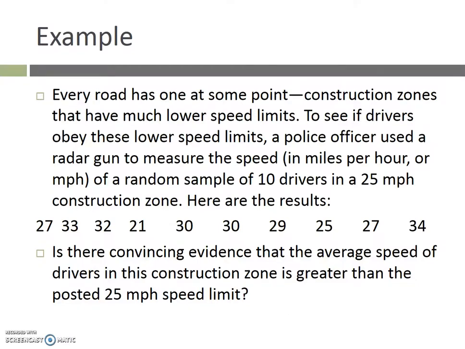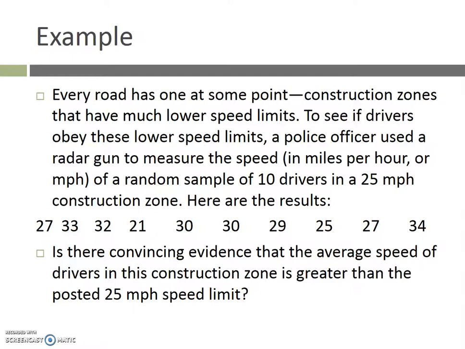Every road has one at some point, construction zones that have much lower speed limits. To see if drivers obey these lower speed limits, a police officer used a radar gun to measure the speed in miles per hour of a random sample of 10 drivers in a 25-mile-an-hour construction zone. Here are the results, and we have those 10 data values.